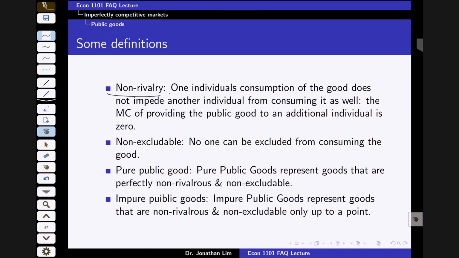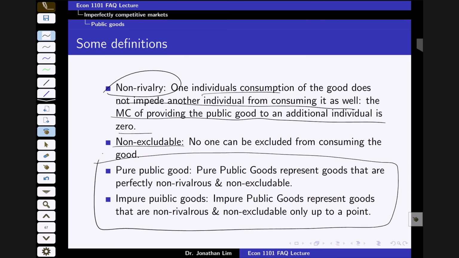So we talked about non-rivalry, where one's consumption does not impede another from consuming it. So the marginal cost of providing the public good to an additional individual is nil. So think of a light post. And non-excludable, so no one can actually be excluded, right? No one can stop you from using the light post, for example. So there were certain degrees, right? We talked about pure public goods and impure, okay?